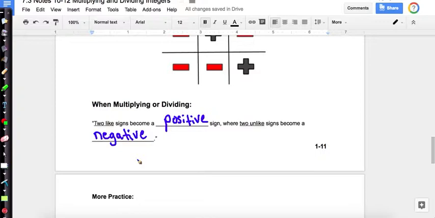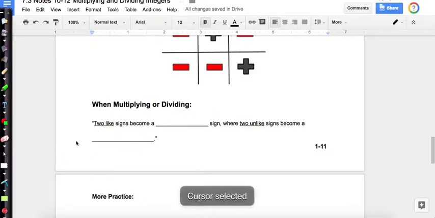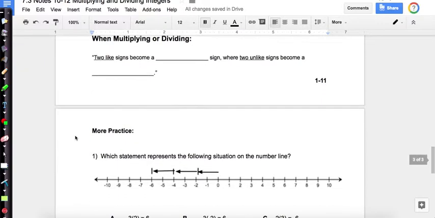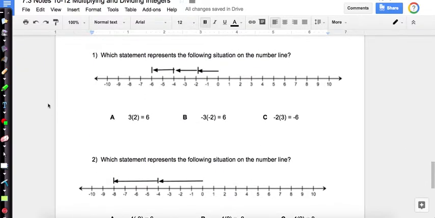Okay, now let's look at the last page, and we've got some more practice problems here. It says, which statement represents the following situation on the number line? So remember, when we made our number line previously, the arrows itself represented positives, and the length represented the negatives. So we have how many arrows?